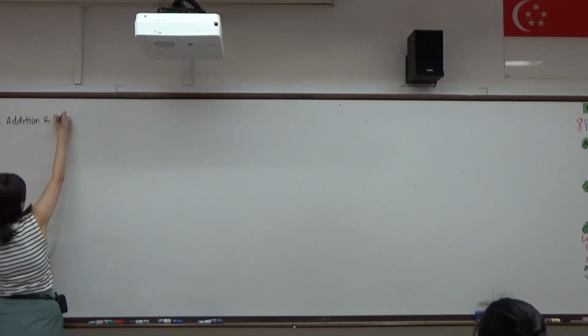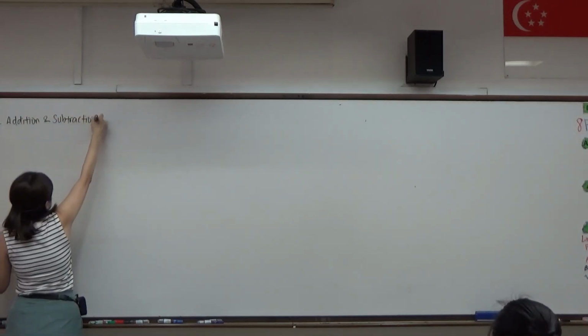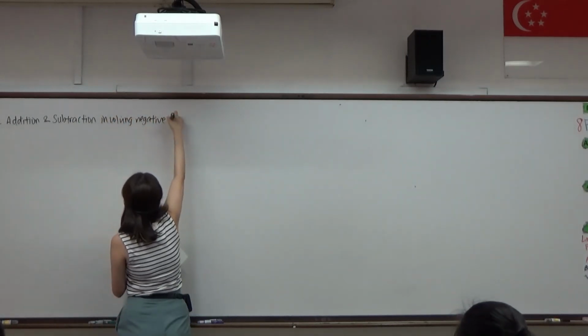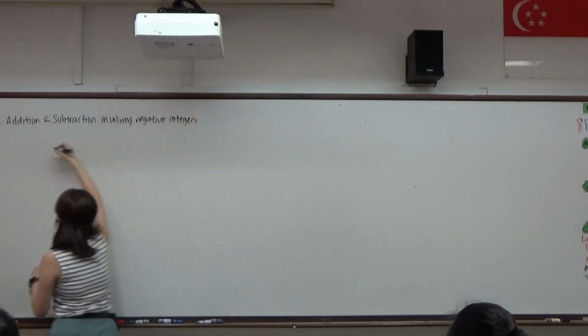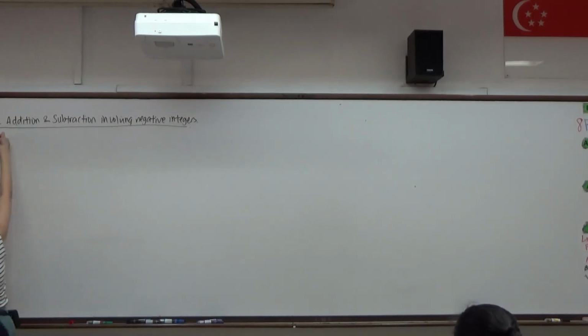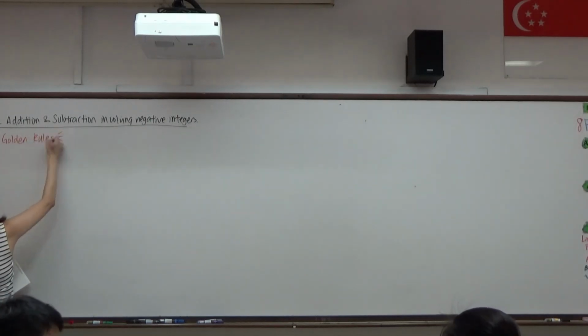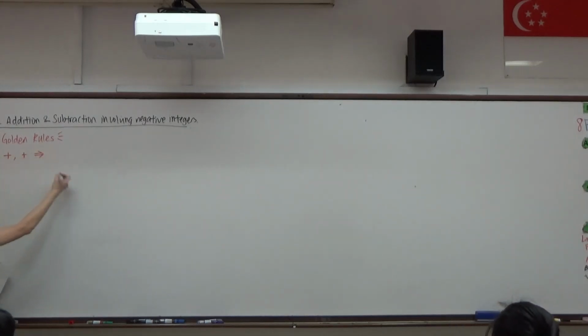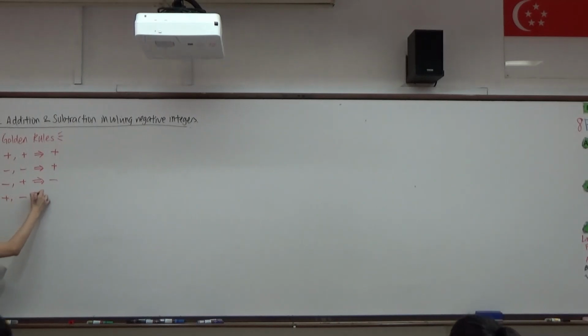Last lesson we were looking at addition and subtraction involving negative integers. Just a very quick recap. I introduced to you the golden rules. Let's do a recap about the golden rules. Plus and plus will give you what? Plus. Minus and minus give us? Plus. Minus and plus, plus and minus? Minus. Yes. So these are our golden rules.